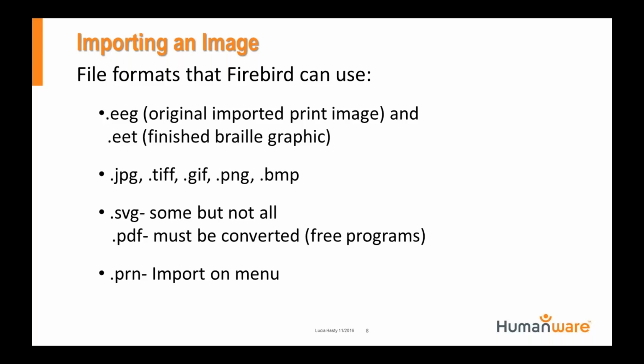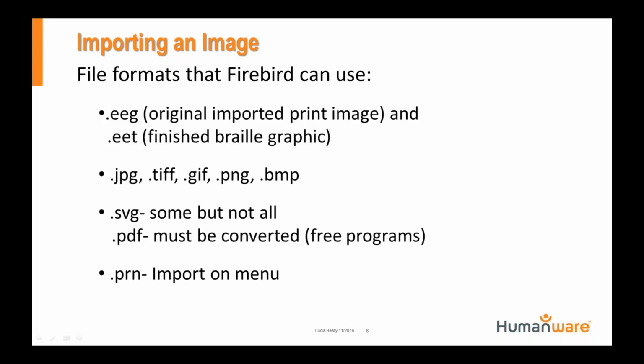Then you're going to need to be able to import a graphic of some sort. You either can import a print image that is brand new, or a print image that you imported before and used the filters on to change how it was in print so that it looked good in Braille. Or, if you have an image in your file, this would be the initial import, that's a JPEG or a TIFF, a GIF, PNG, or a BMP. Those are all picture file formats. Those will import straight in. Some SVGs will import, but not all of them. You can try it and see what happens.